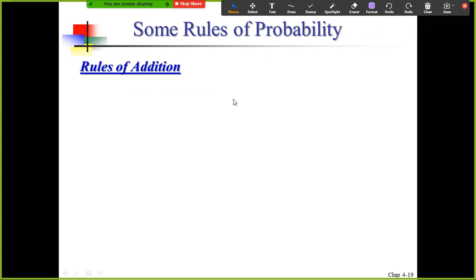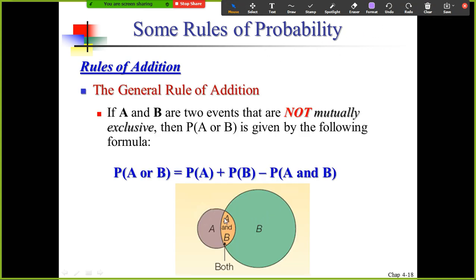Based on the general rule, we have a common area or overlap area between A and B. That's why we want to find these probabilities. What does it mean, the probability of A and B?